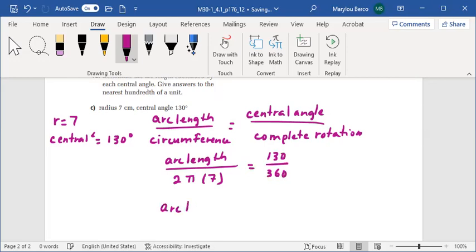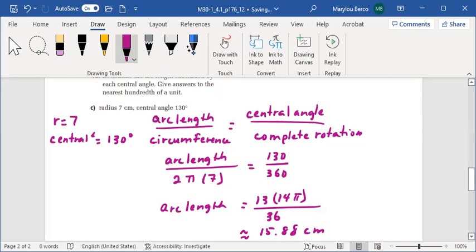Arc length equals 130, we'll cancel zeros out, 13, by 14 pi over 36. So that will be approximately 15.88 centimeters. To the nearest hundredth of a centimeter will be the arc length.